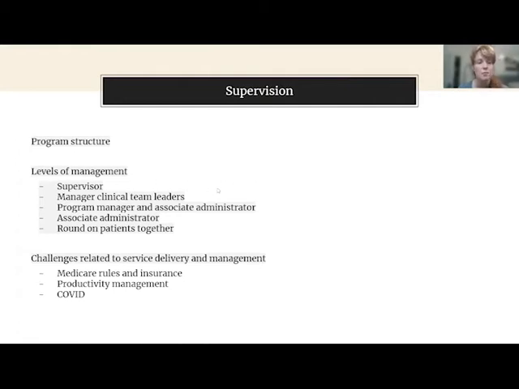So for levels of management, there's a supervisor for rehab on a certain floor, and that person manages all of the rehab professionals on that floor. Above that are managers. There are 3 clinical team leaders. And then above that are both a program manager and an associate administrator. The associate administrator would handle more of the business components of things, where the program manager would handle more of the program aspects of things.